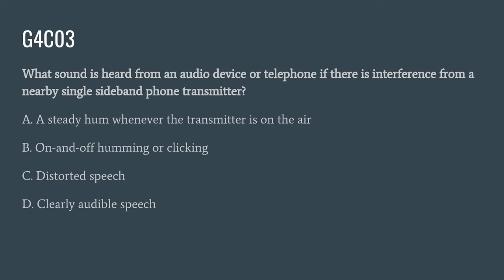G4C03, what sound is heard from an audio device or telephone if there is interference from a nearby single sideband phone transmitter? A. A steady hum whenever the transmitter is on the air. B. On and off humming or clicking. C. Distorted speech. Or D. Clearly audible speech. Correct answer is C. Distorted speech.